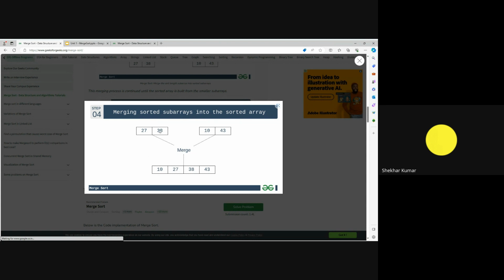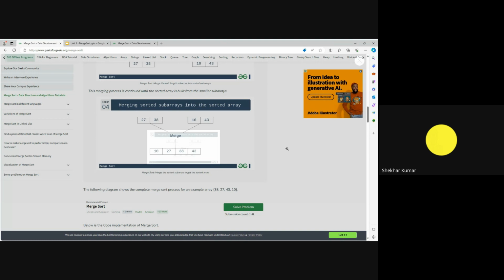Now 38 is compared with 10. 38 is greater than 10. Now 38 is compared to 43. The 43 is greater than 38. So 38 will be in the third place and 43 will be in the last place. This is the merging procedure, the combining procedure. After finding the solution of each subproblem, we merge these subarrays to find a complete solution of the whole problem.